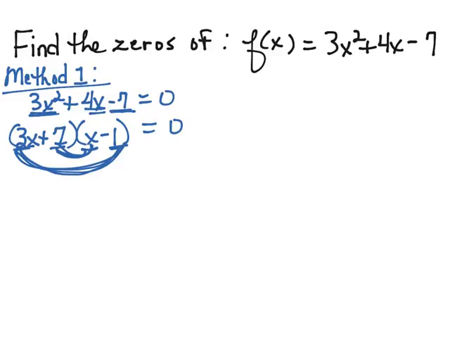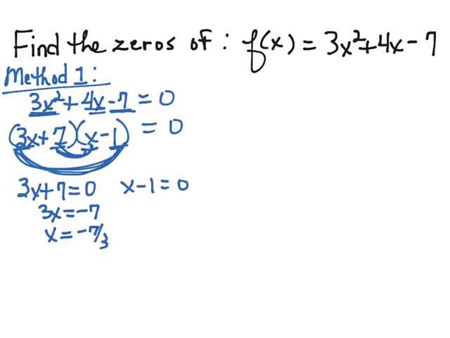All right, once we have our factors, we can use the zero product property that says when two things multiplied together equal 0, one of them has to be 0. And so that means that 3x plus 7 has to equal 0, which would give us that 3x equals negative 7, and x is negative 7/3. Or x minus 1 has to equal 0, which would give us x equals 1. So the zeros of this function are negative 7/3 and 1.